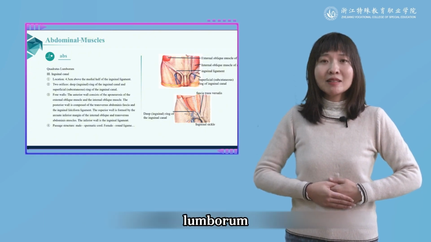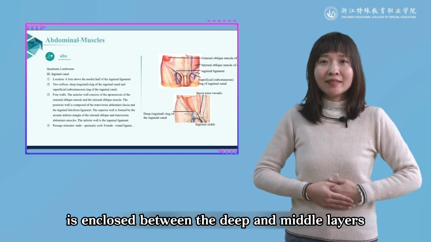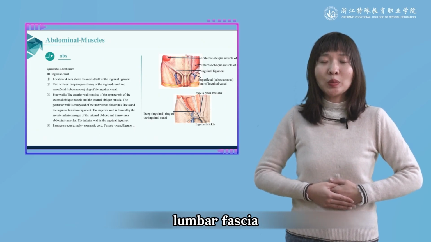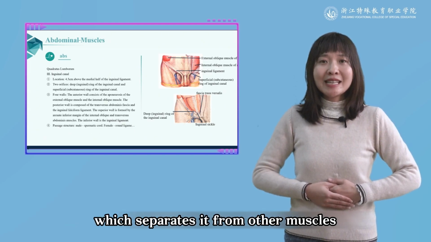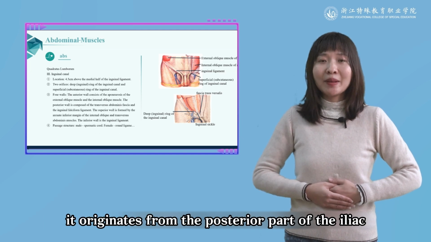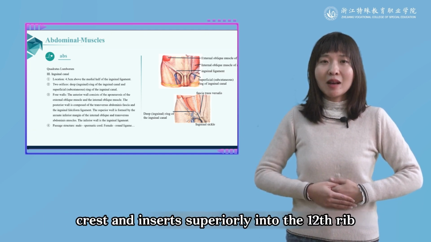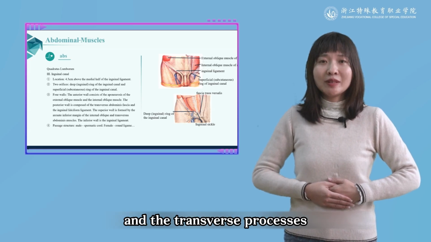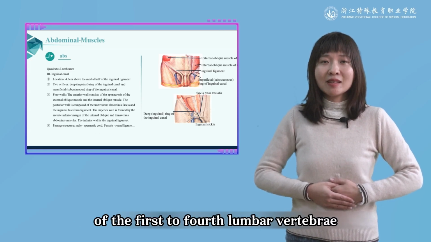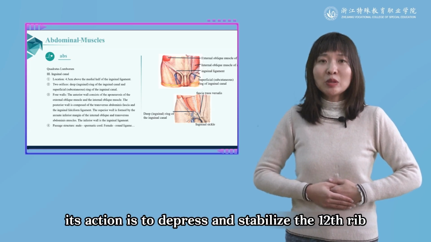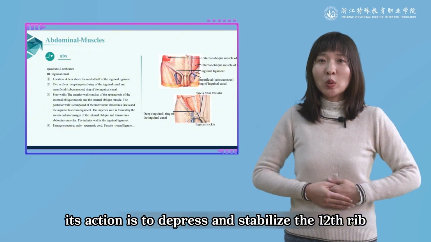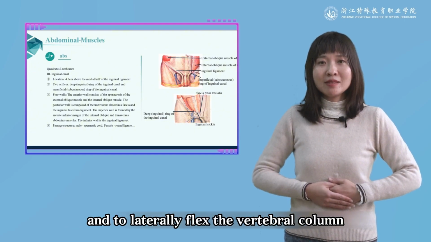The quadratus lumborum is enclosed between the deep and middle layers of the thoracolumbar fascia, which separates it from other muscles. It originates from the posterior part of the iliac crest and inserts superiorly into the 12th rib and the transverse processes of the 1st to 4th lumbar vertebrae. Its action is to depress and stabilize the 12th rib and to laterally flex the vertebral column.